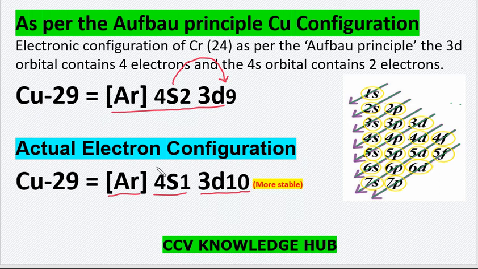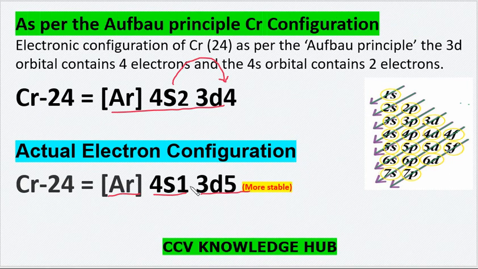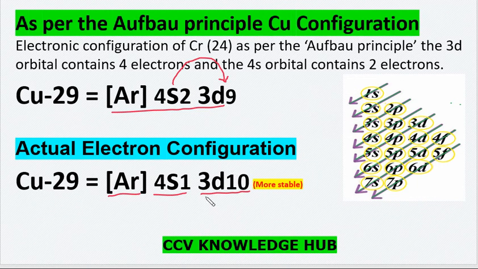Completely filled d orbitals. If you see the chromium case, here half filled d orbitals. If you see copper, completely filled d orbitals. So how many electrons will a d orbital hold? 10, right? So completely filled, 10 electrons are present. Because of that, it is more stable when compared to d9. So d10 is more stable.